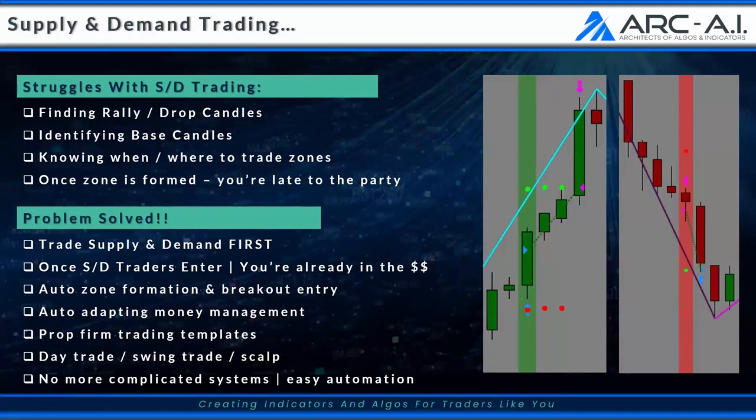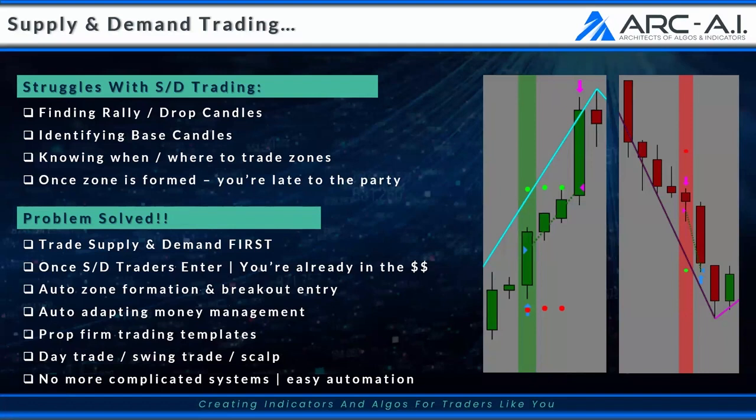We've got supply and demand. You're trading it before everybody else. By the time the supply and demand traders are entering, you've already got your money on the table. Automatic zone formation and breakout entries. Auto-adapting money management. No more having to figure out if it's a rally candle or a base candle. The algo is going to do all that for you, and then it's going to actually enter the trade for you. Okay. Can you trade it on swing trading?